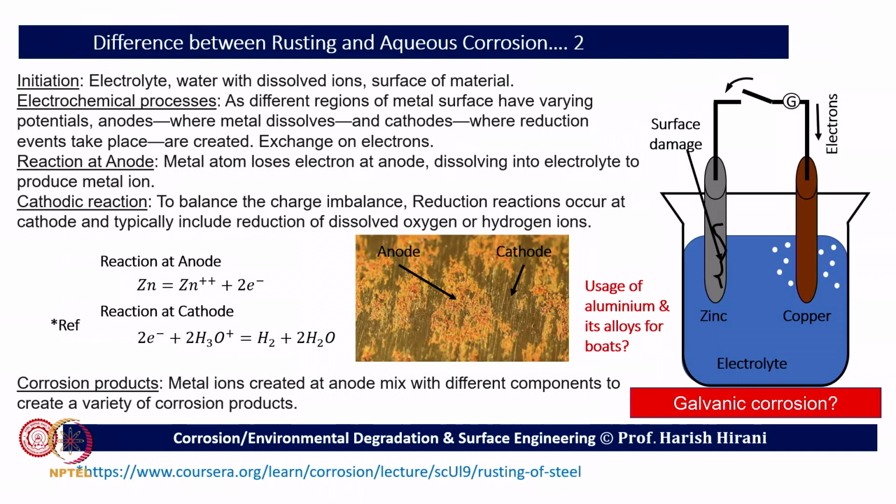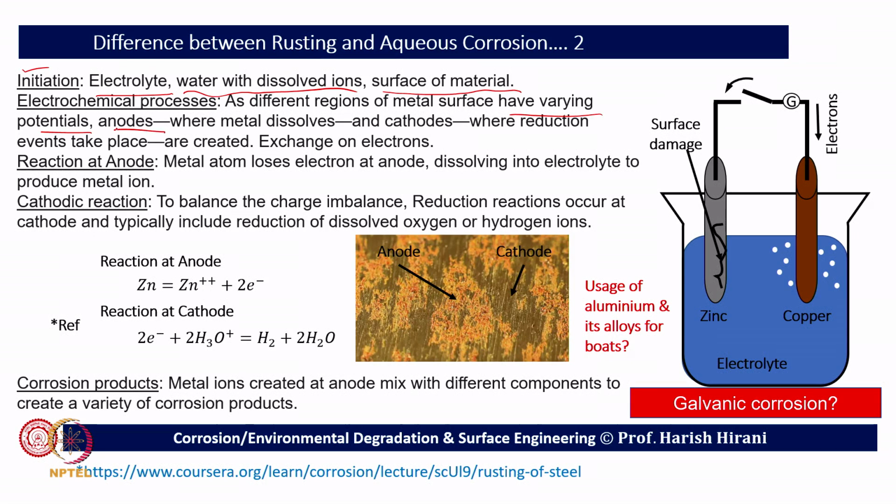Now, this is the next slide on this. What we say in aqueous corrosion is that there is naturally some sort of initiation. Initiation happens only when there is an electrolyte, in terms of water with some sort of dissolved ions, that is what acts as the electrolyte, and the surfaces of the materials are also important. There is an electrochemical process, the way we started, we say the electrochemical process is important for us. That is why different regions of the metal surface have varying potential, even the metal reactivity is different, a potential difference will be there, and that is why we say there will be two surfaces.